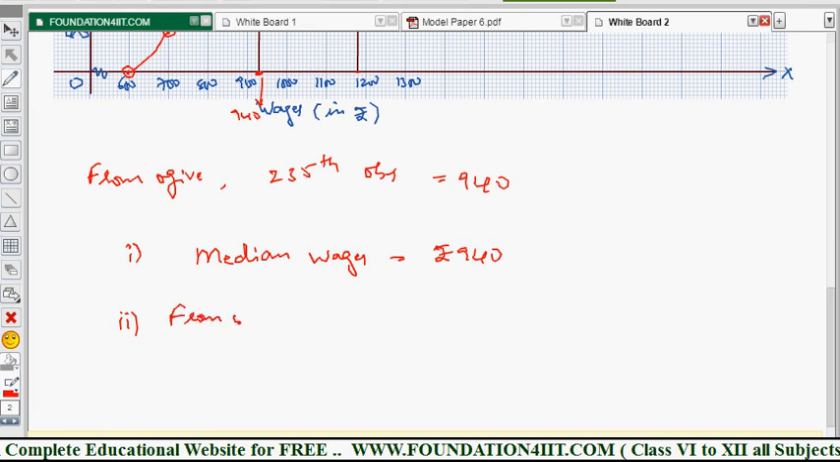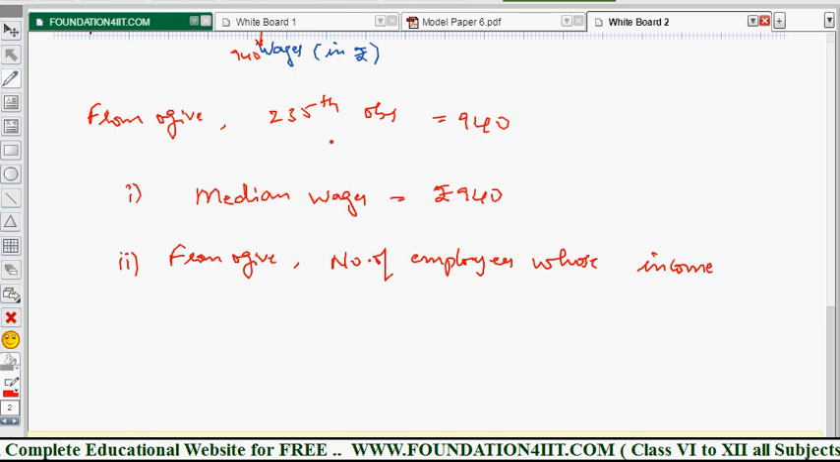So from the OG, the number of employees. From the graph paper, if you use the scale exactly, you get the number whose income exceeds rupees 1180. That is touching at 440. Total is 470 minus 440. If you subtract, that is 30. The number of employees is only 30 members whose income is more than 1180. It is touching at 440, right? The total is 470, and from that you can subtract.